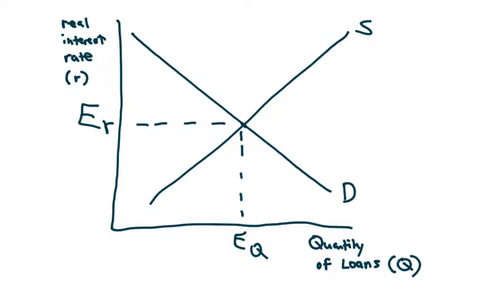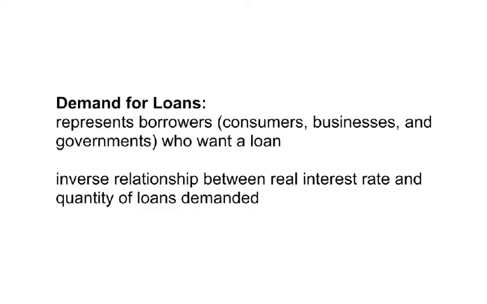But let's go ahead and dissect each curve and who they represent. The demand curve here represents borrowers because they want a loan. They demand a loan. They need a loan. And these borrowers can be consumers, they can be businesses, they can be governments. All three categories borrow money, right, for various things. Consumers may want a car. Businesses may want to grow their company. Governments may want to finance deficit spending and be able to spend money they don't have, right? That's the demand for loans.